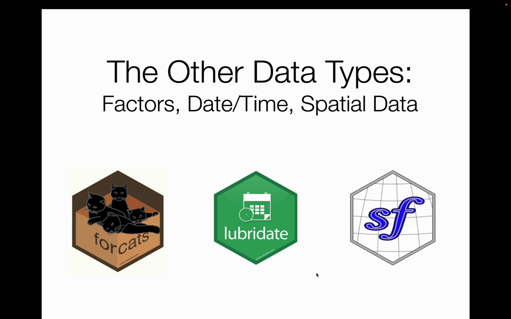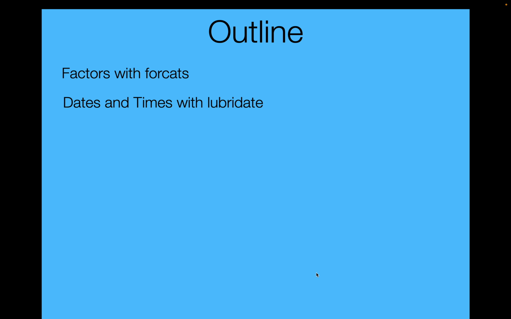And now we're going to go to the other sort of non-standard data types that you'll see in data science, in R, in Python, wherever. And so we should talk about them. So we'll start with factors, then we'll go to dates, and then we'll go to spatial data. So that's what we'll talk about.